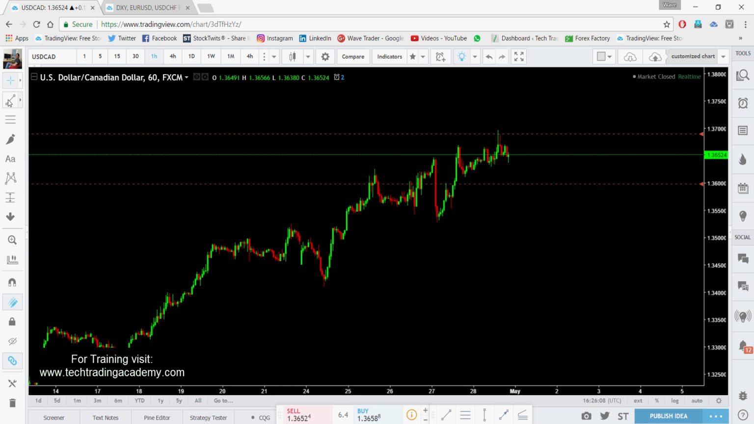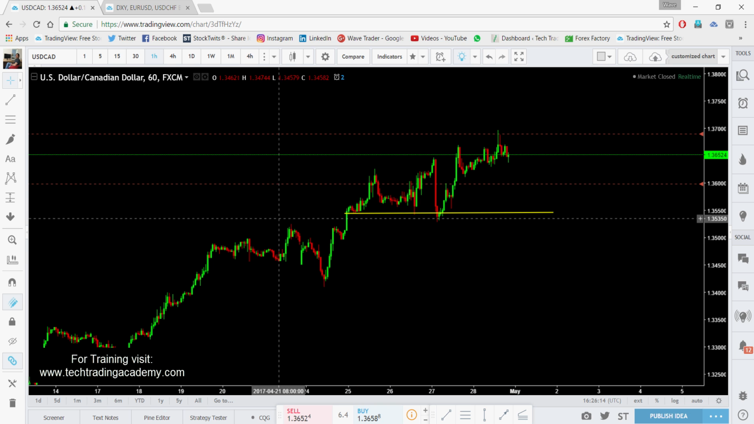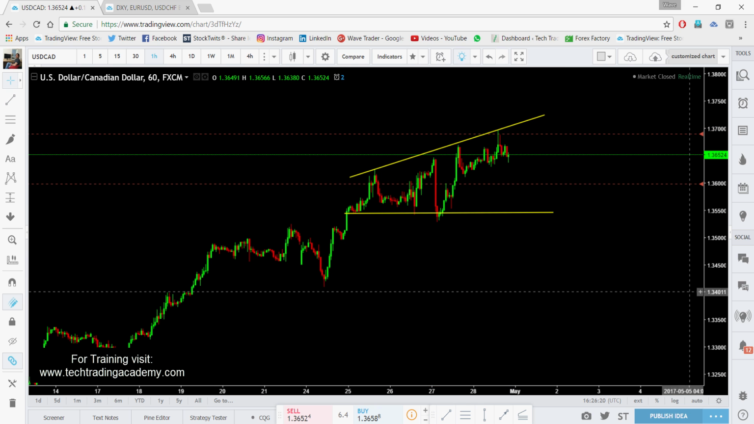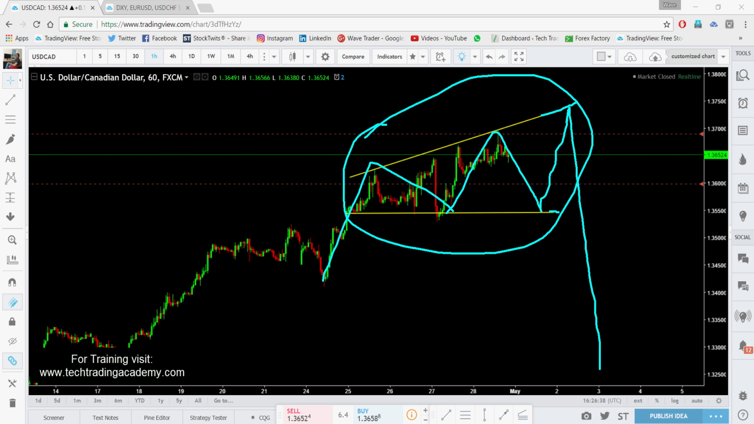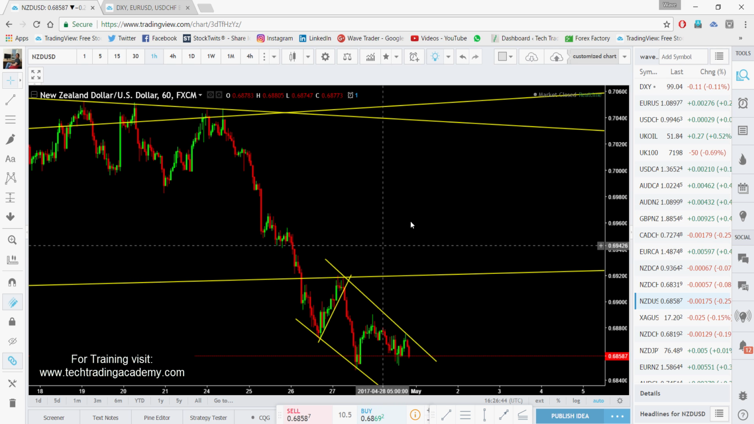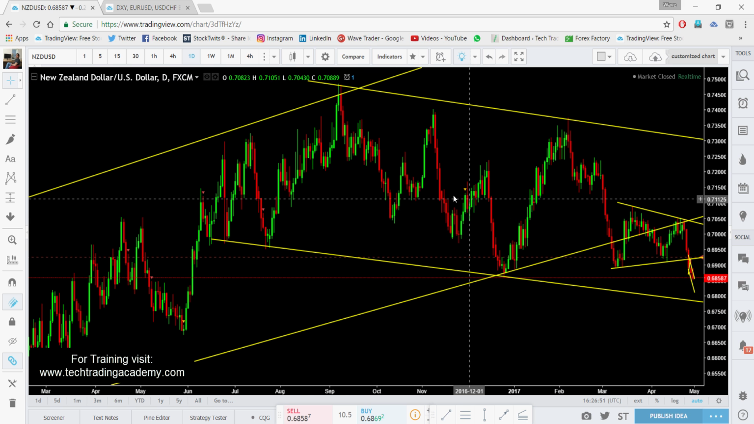Let me remove that. This formation. Okay, so we are at the top on this channel, this pattern formation. Right, so we are at the top. It can fall back and it can possibly rise back to the top again and then give us a reversal. Alright, so this is a reversal pattern formation. Like the New Zealand dollar pattern, a reversal formation. So we have seen that formation here as well.